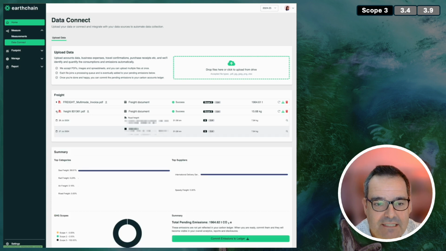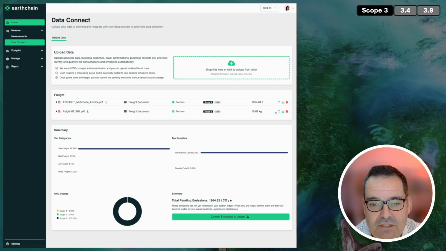And then that second invoice between two UK locations, it's accurately geocoded the origin and the destination and calculated the emissions as we would expect. So when you're done and that's all ready to go, you can commit those to the ledger ready to report on and analyse in line with your requirements.